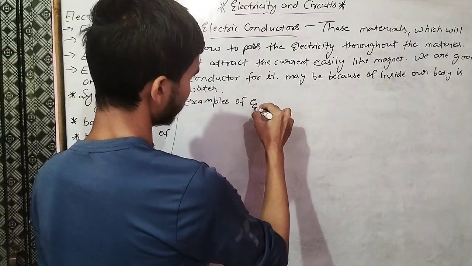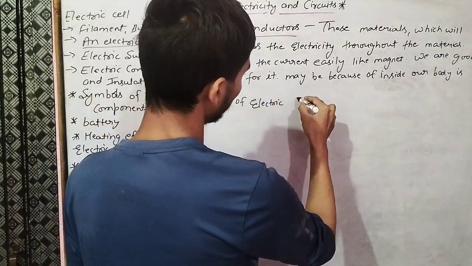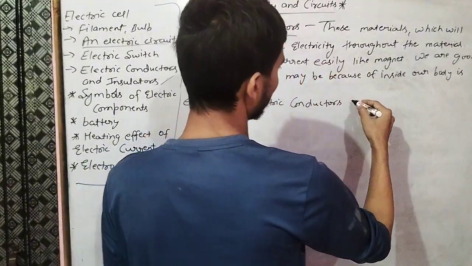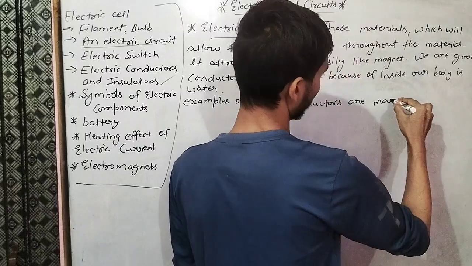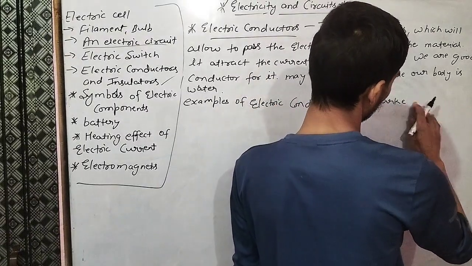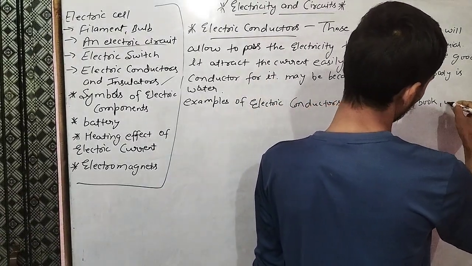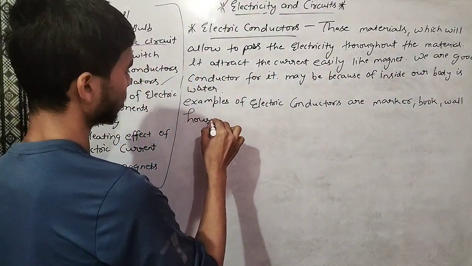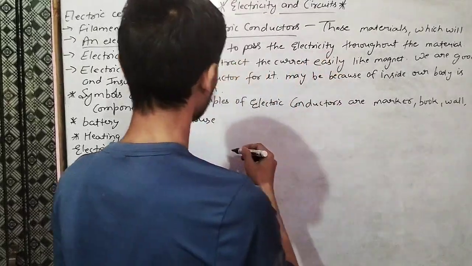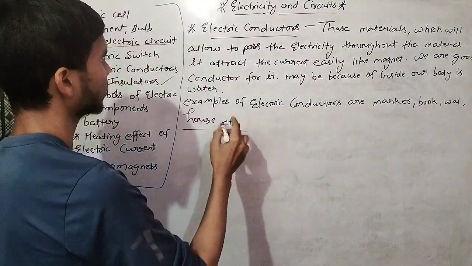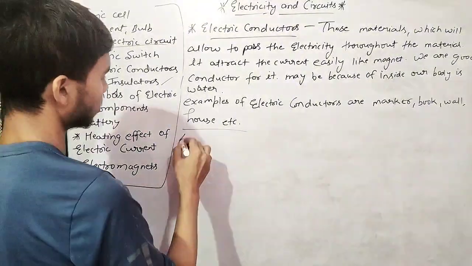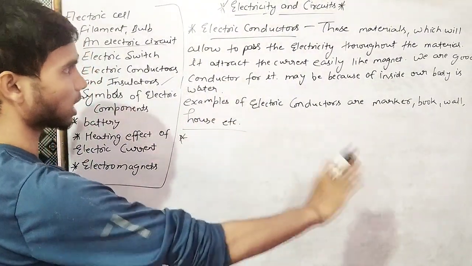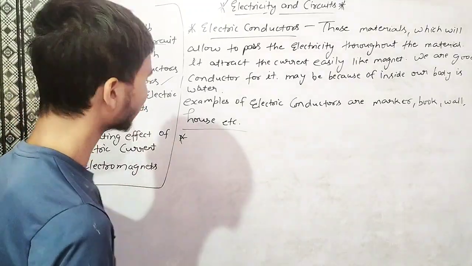Examples of electrical conductors are marker, book, wall, house. It is clear. Whereas electrical insulators, it is enough. Further of this we could have written, but that is enough.